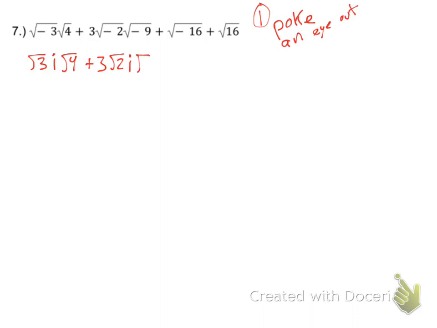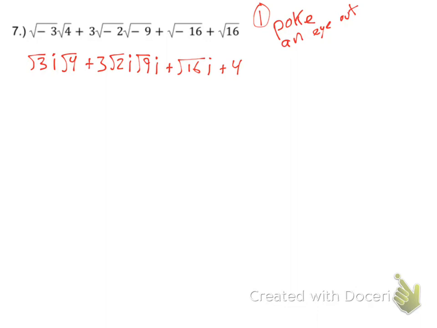Next. Square root of 9i, plus square root of 16i. And then actually this one, the square root of 16 is 4. I might as well just clean it up because I'm going through a first round.